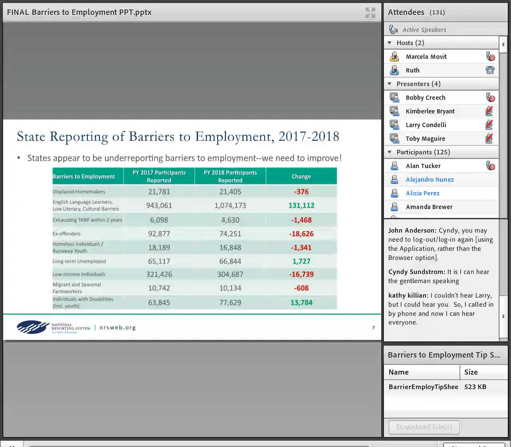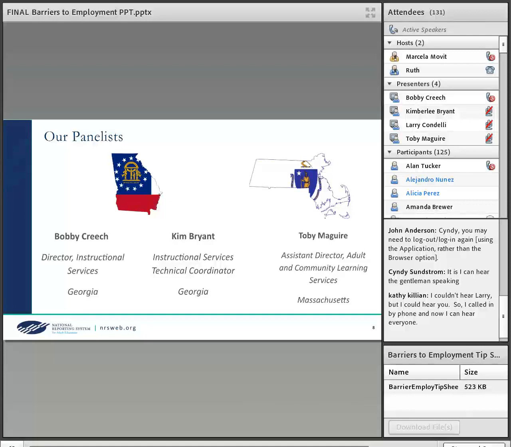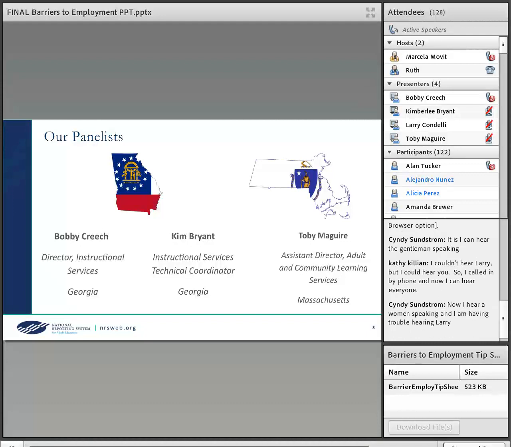So we've invited several of our colleagues to share their information today with you on collecting barriers to employment data and how to use information and the challenges that folks are experiencing collecting data and strategies for doing it more successfully. So as Larry mentioned, we have representatives from 2 states today. From the Technical College System of Georgia, we have Bobby Creech, Director of Instructional Services, and Kim Bryant, Instructional Services Technical Coordinator. And we also have Toby McGuire, Assistant Director of Adult and Community Learning Services in Massachusetts. So we know you're going to learn a lot of great ideas from them, different forms they're using, different technology, different strategies. So we're excited to hear from them today.